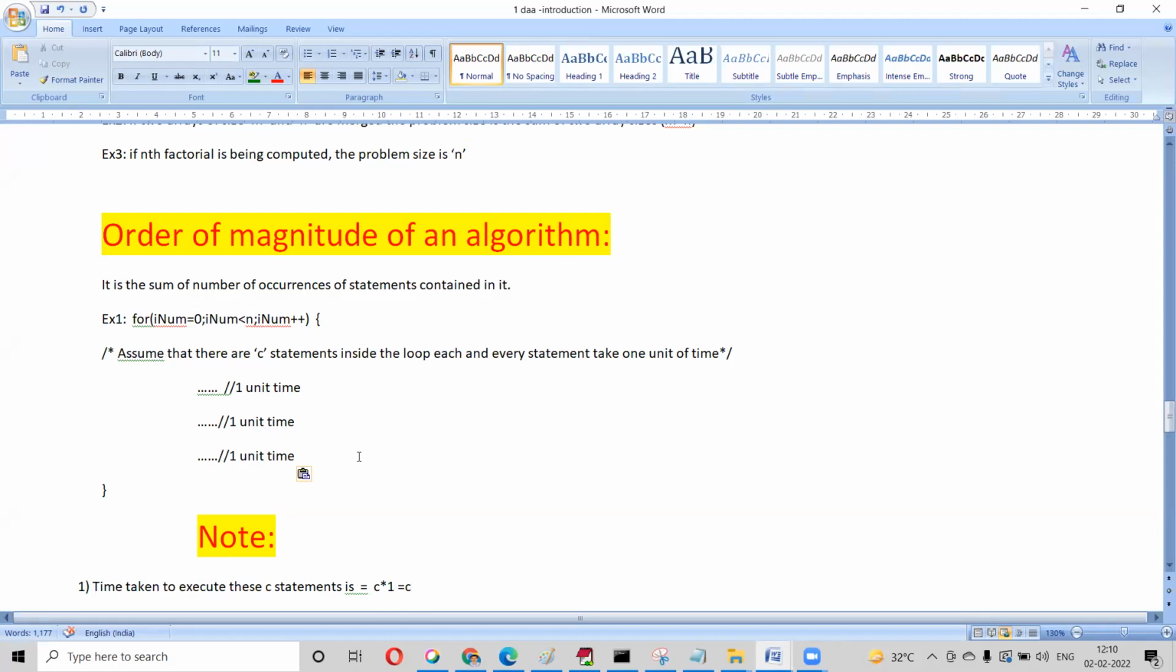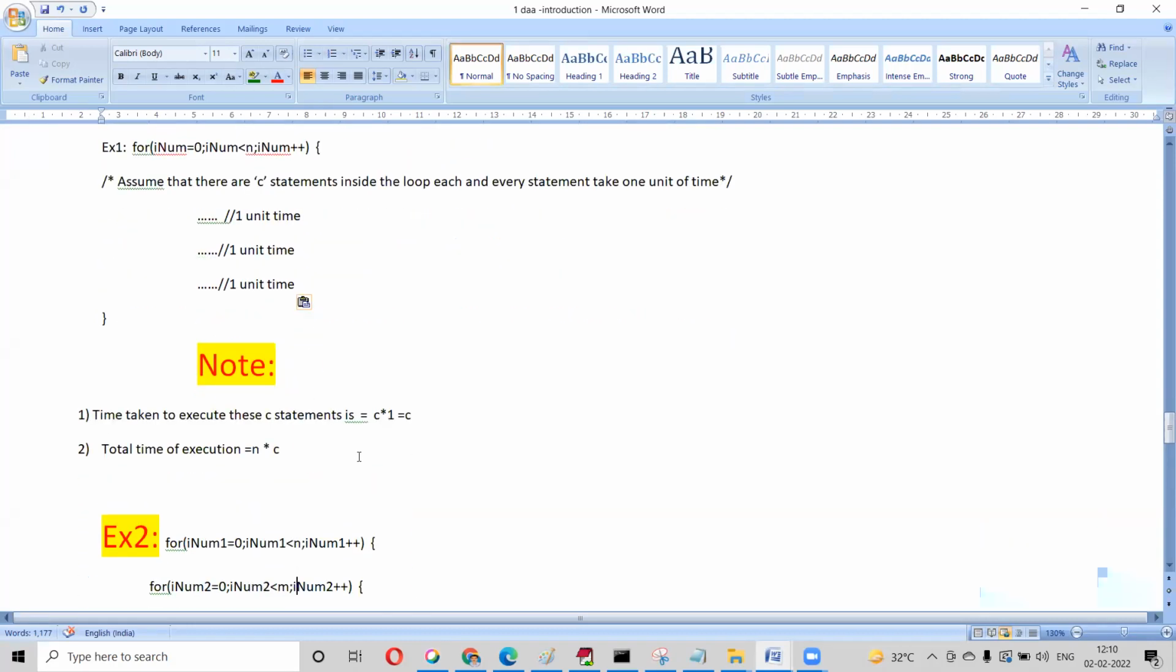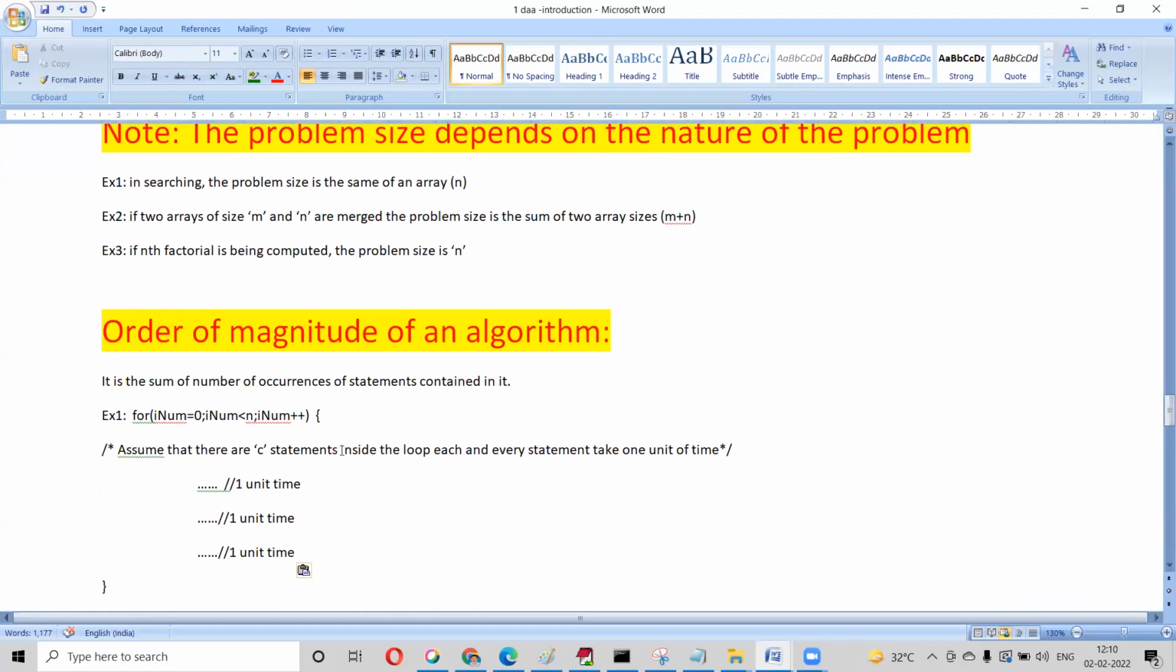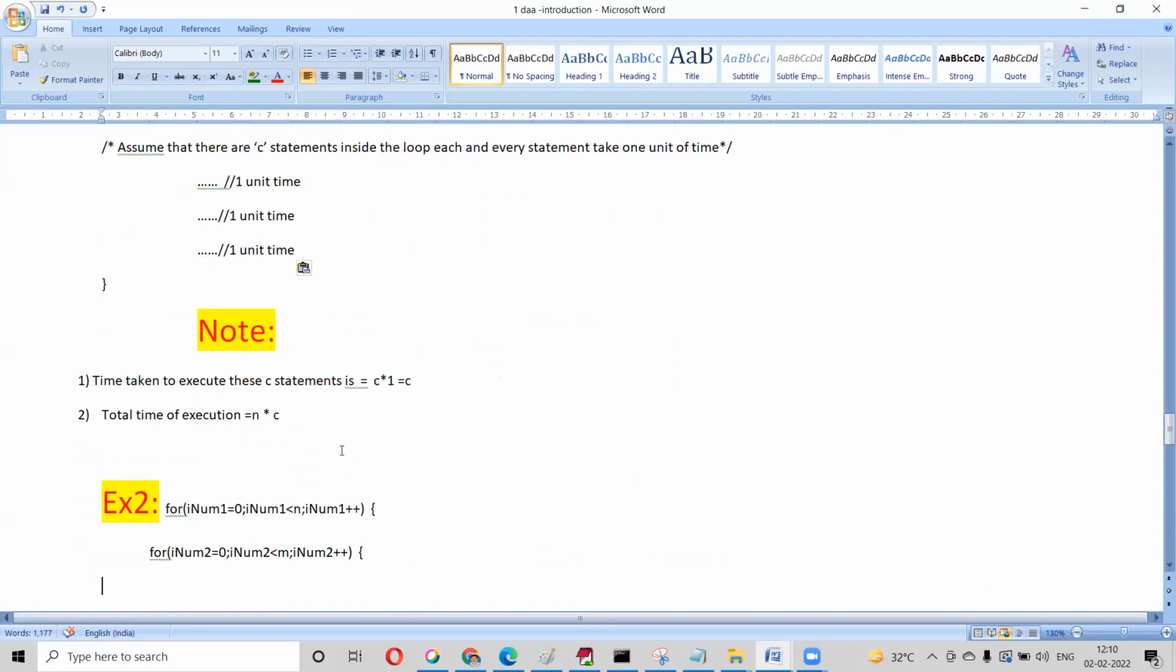So what is that order of magnitude? This is big O of n into C. n into C, we can write it, but C is constant, so simply we can write the time complexity is order of n, big O of n. So order of magnitude here is the sum of the number of occurrences of each statement contained in it. So for each and every statement, how many times it is repeated, simple.